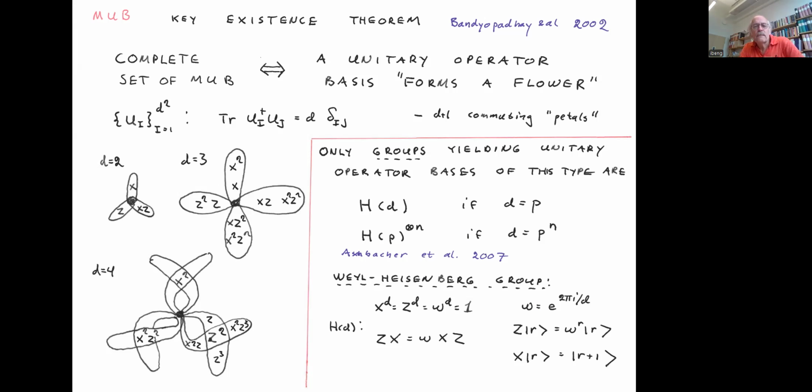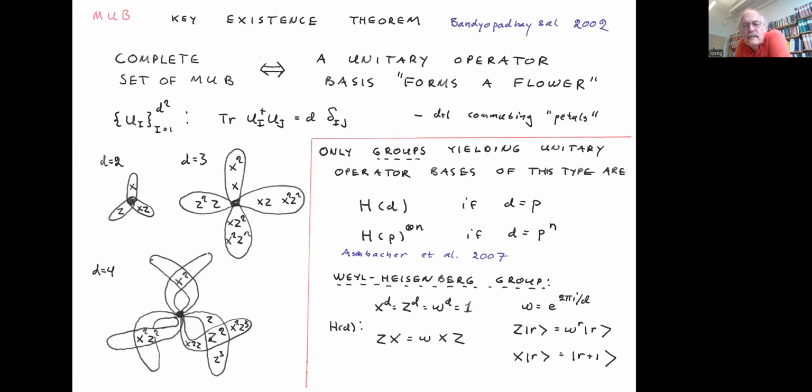So a unitary operator basis is something which is very useful to have in quantum information processing. In dimension D, it's a set of D squared unitary operators that are orthogonal relative to the trace inner product. That means that they form an orthonormal basis for the set of all operators acting on dimension D.